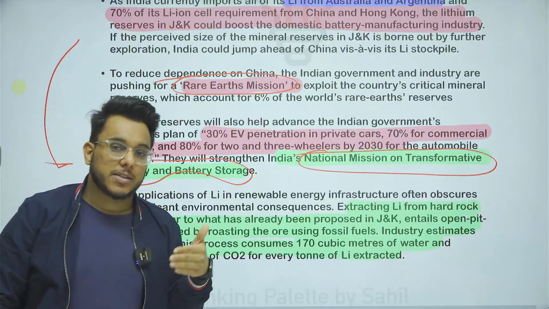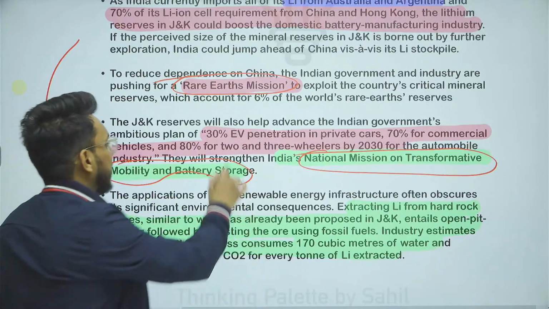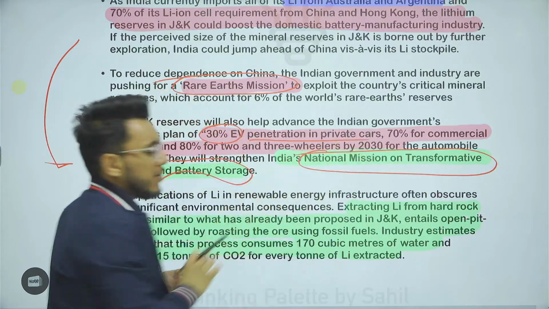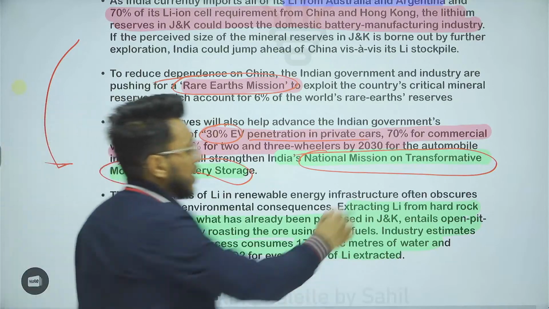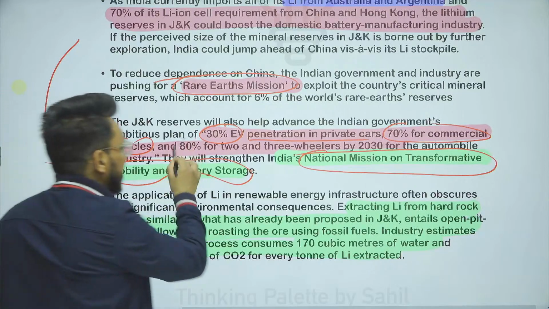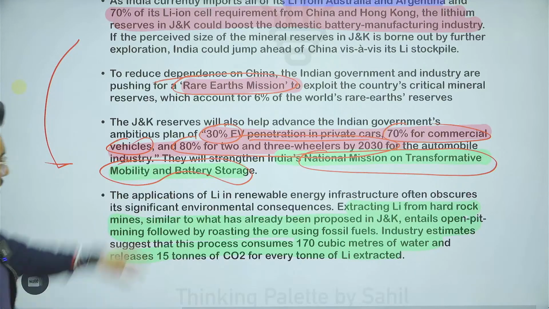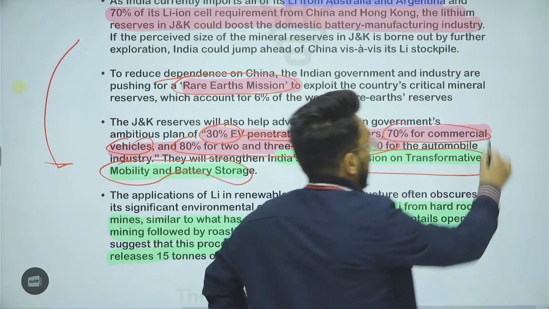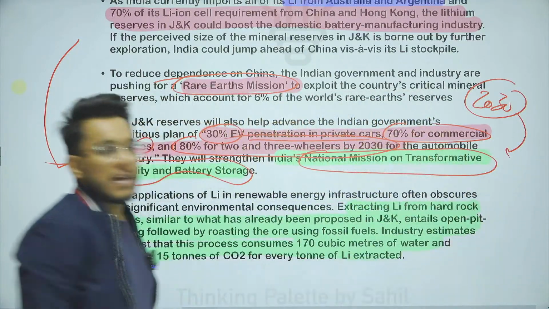Now, in this capacity, understand this, guys: the government aims to ensure 30% electric vehicle penetration in private cars. 30% of private cars by 2030 need to be EVs, 70% of the commercial vehicles need to be EVs, and at least 80% of the two-wheelers and three-wheelers by 2030 need to be EVs. So this is the Government of India's plan for electric vehicles, the goal that India aims to achieve by 2030.